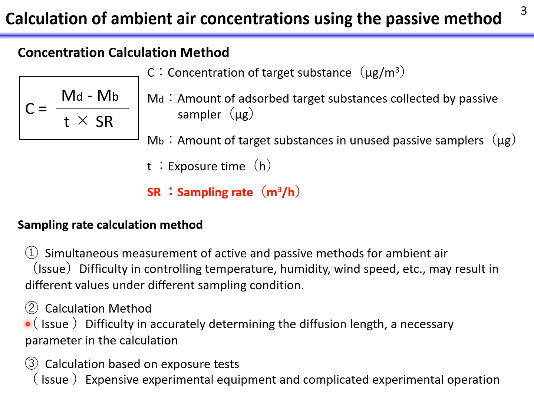The sampling rate can also be obtained by calculation using Fick's diffusion principles, and existing reports show good agreement between calculated and actual values. But it is difficult to accurately determine the diffusion range, which is a necessary parameter for the actual calculation. This can only be obtained by substituting experimental or sampling results into the Fick's diffusion formula, or by guessing from the structure of the passive sampler, so the calculation method is not widely used.